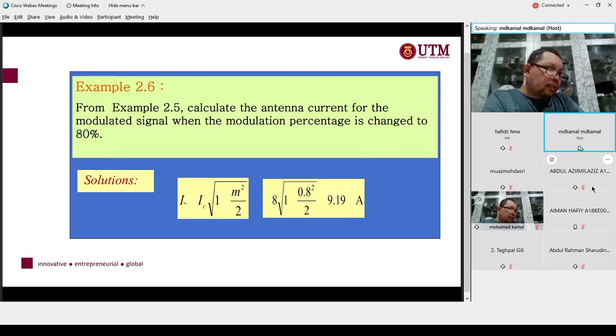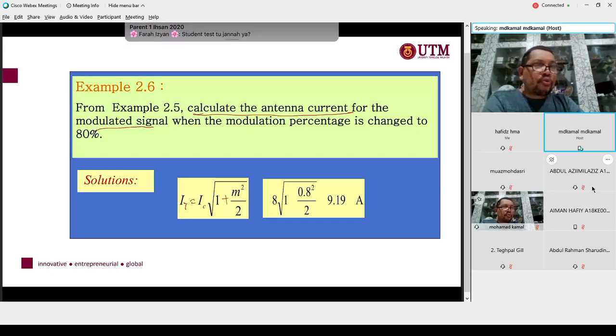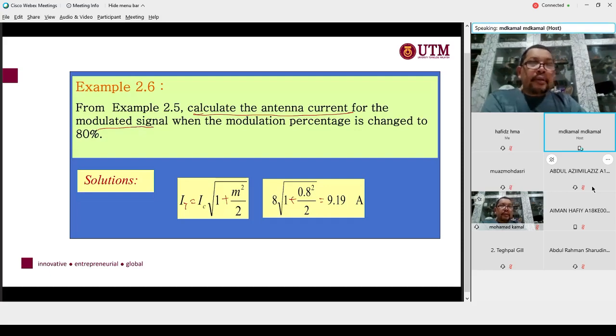You can see that I total actually, for example, calculate the antenna current for the modulated signal when the pulse is on. You want to calculate the antenna current for the modulated signal, meaning after AM signal. So you want to find what is the current. I total actually is IC square root of 1 plus M square over 2. So you just put all the values inside here, and you get the answer, which is 9.19.